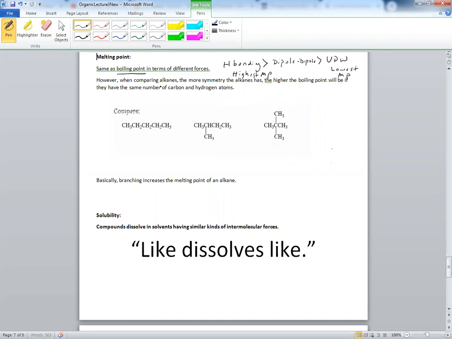However, when it comes to alkanes, we have to be careful because we need to look for this word right here. We need to look for symmetry. And it goes like this. The more symmetry the alkane has, the higher the boiling point will be if they have the same number of carbon and hydrogen atoms.